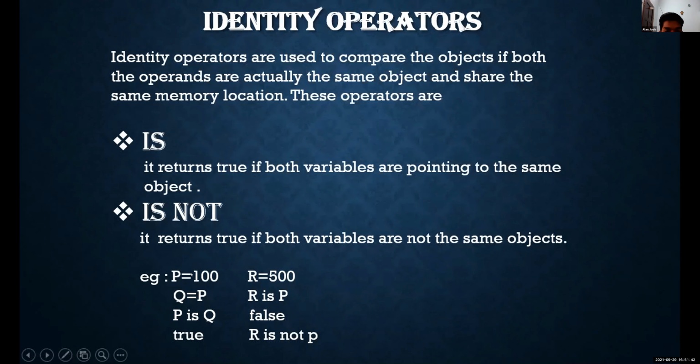Example: p is equal to 100 and q is equal to p. Here p is q. Then both have the same memory location, so it is true. The next one is r is equal to 500 and r is p. It is false. r is not p is true.